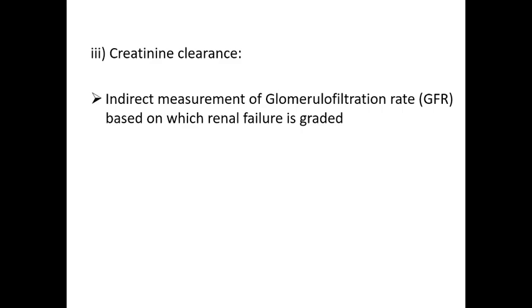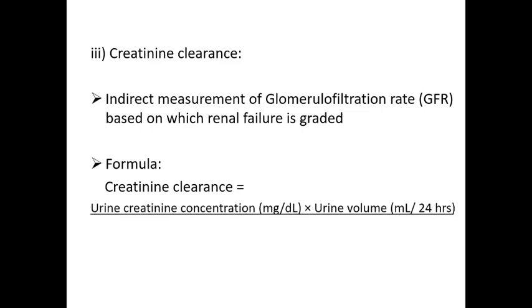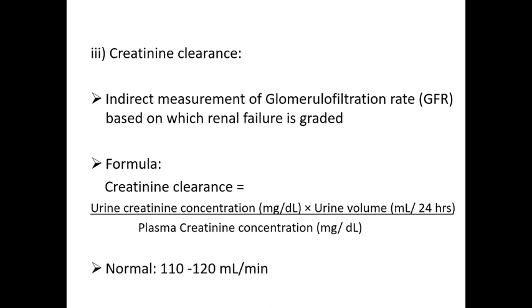The creatinine clearance is almost similar to the glomerular filtration rate. So this is how the glomerular filtration rate is calculated using the creatinine clearance. The urine creatinine concentration in milligrams per deciliter times the urine volume in milliliters per 24 hours, divided by the plasma creatinine concentration in milligrams per deciliter, will give you an idea about the creatinine clearance, which is almost similar to glomerular filtration rate.